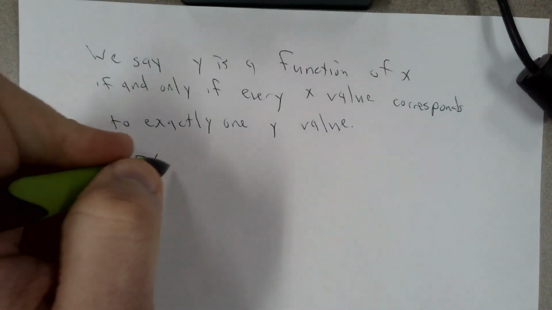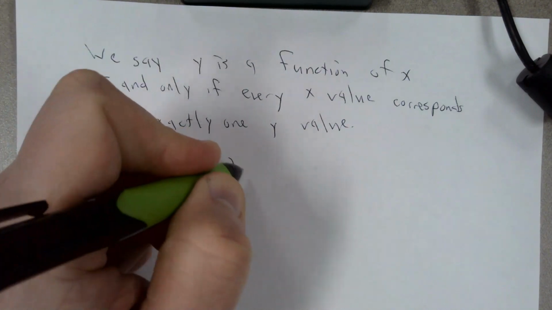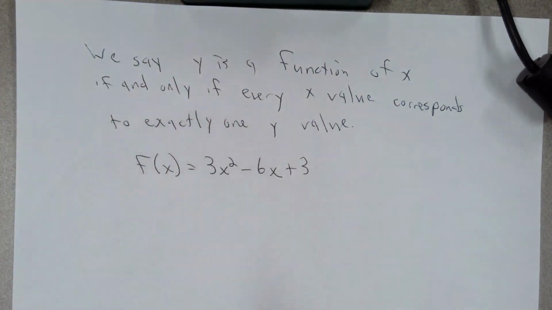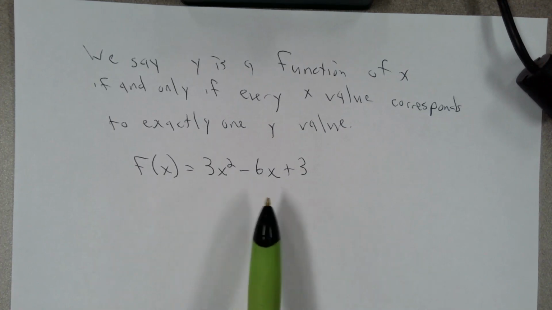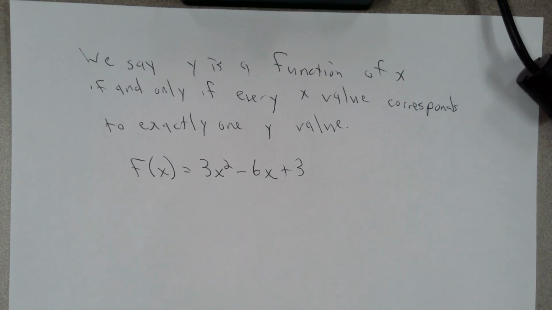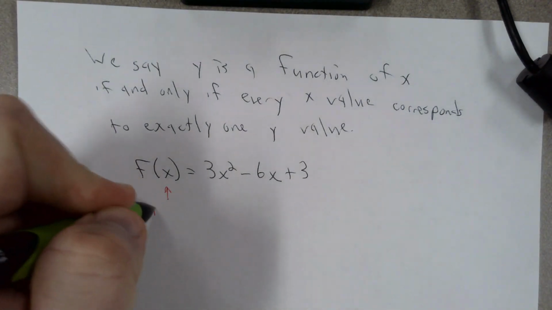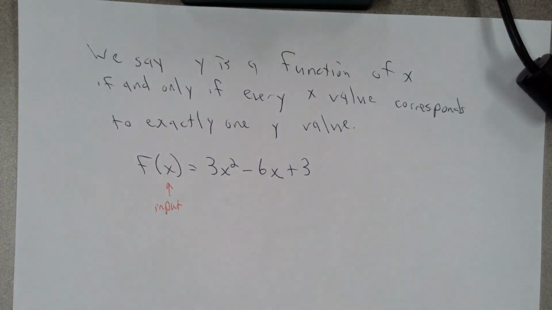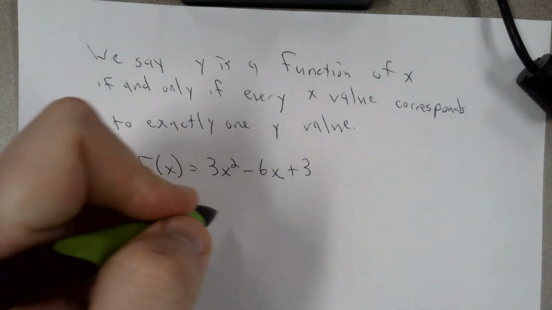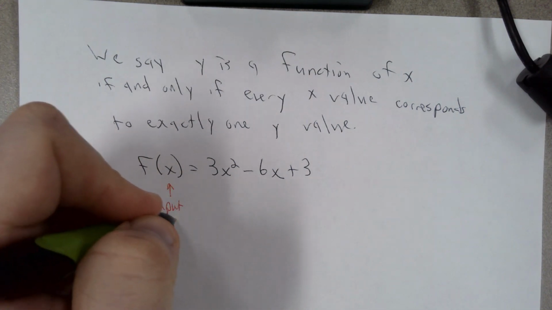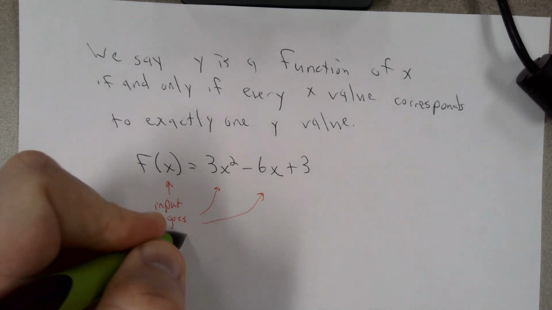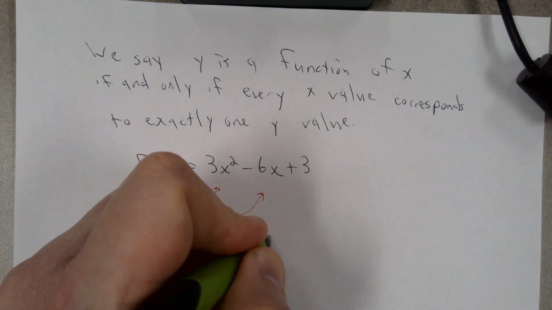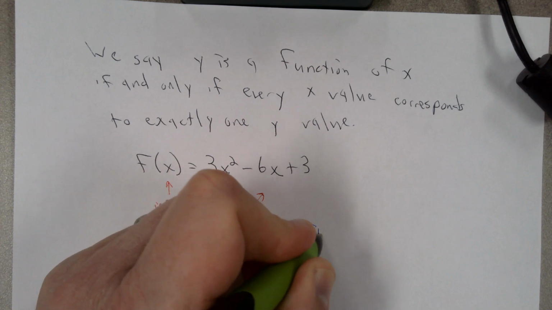So for example, here's a function. It says f of x, so this function of x, is equal to 3 times x squared minus 6x plus 3. We can see that our input is here. So if I want to find f of a number, I would put it there. And then the input also goes here for x. And then the output is the value after substituting.